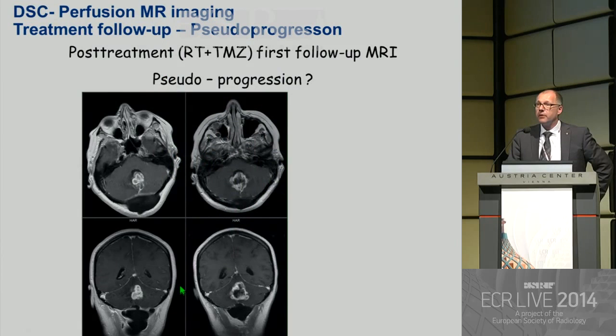Very early in the assessment of tumors after combined radiochemotherapy, we have a so-called pseudoprogression time period, where it's very hard to assess the tumor just based on standard imaging techniques. So here you have this tumor in the posterior fossa. You see that there is more enhancement. The tumor seems to be growing.